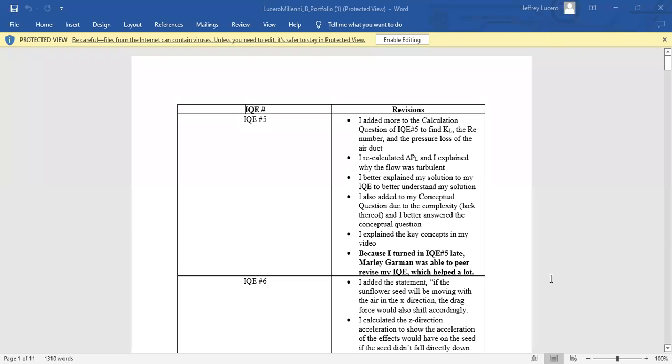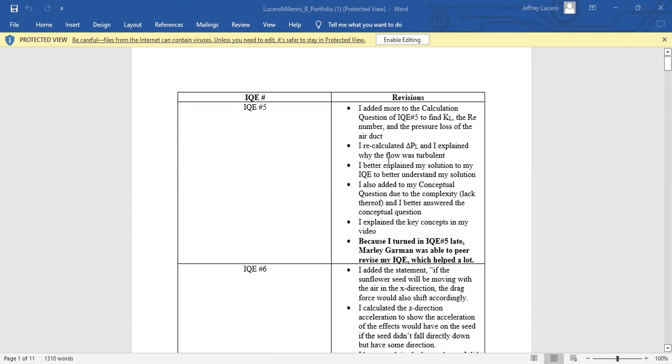For IQE number 5 through 8, I made a table of my revisions, and I'm going to better explain them through my solutions of the concept questions and calculation questions. For IQE number 5, I added more to the calculation question to find KL, which is the friction loss, the Reynolds number, and the pressure loss of the air duct. I recalculated the change of the pressure loss and explained why the flow is turbulent. I better explain my solution to better understand it.